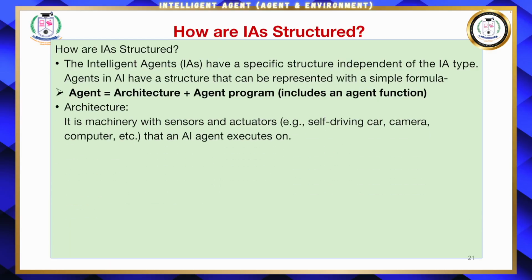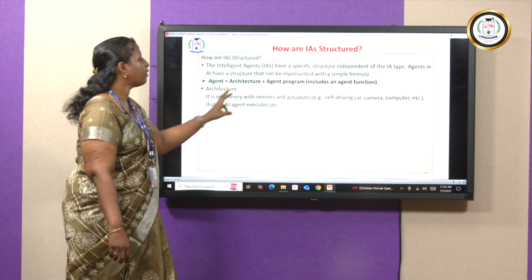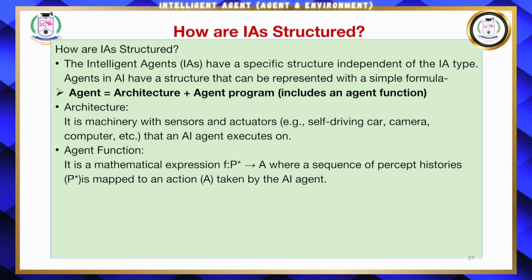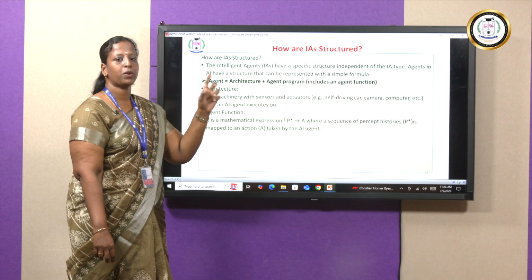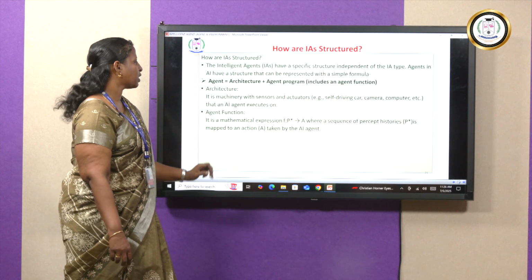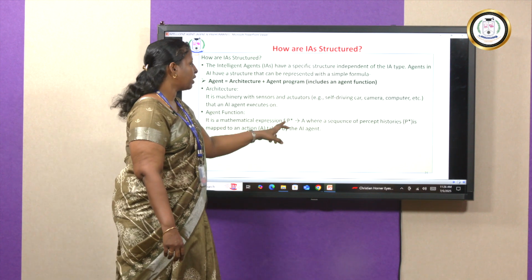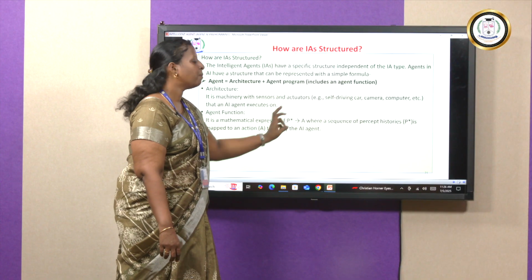Next, we will see what an architecture is. Architecture is the part which consists of sensors and actuators. For example, cameras or a computer: everything falls under the category of architecture. Next, the agent function, which we already saw, is f: P* to A. That is the mathematical notation of the agent function. We usually say it is f which maps percept histories to actions.